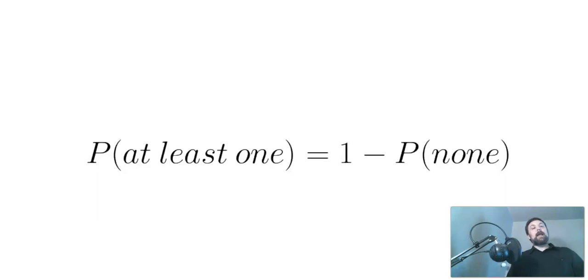And this is a really handy way of calculating it, because if you try to calculate the probability of at least one directly, you have to actually find the probability of getting exactly one, the probability of getting two, the probability of getting three, and you have to add up all those probabilities. Whereas if you use the complement, you do 1 minus the probability of getting none, and that's just one calculation. So it's usually a lot easier to calculate if you use the complement.